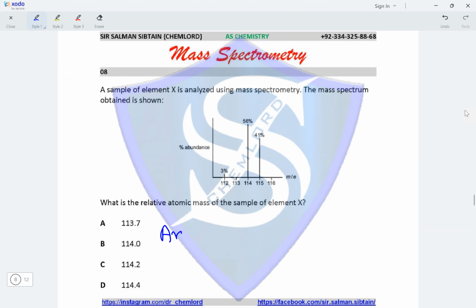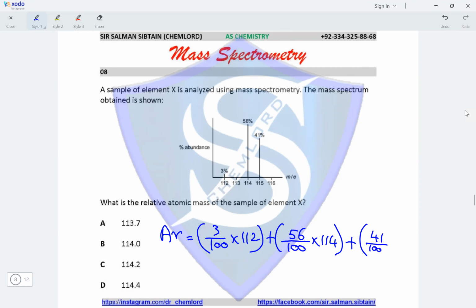So in order to calculate the Ar, we must perform the calculation of 3 upon 100 into 112, added to 56 upon 100 into 114, added to 41 upon 100 into 115, the total of which gives us an Ar value of 114.4. This makes option D the correct option for this question.